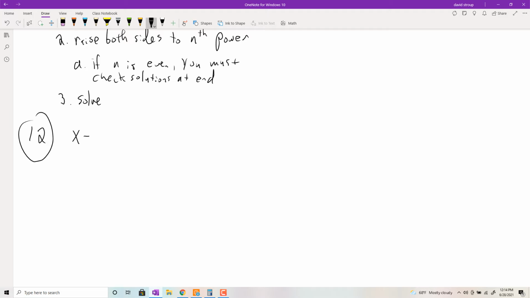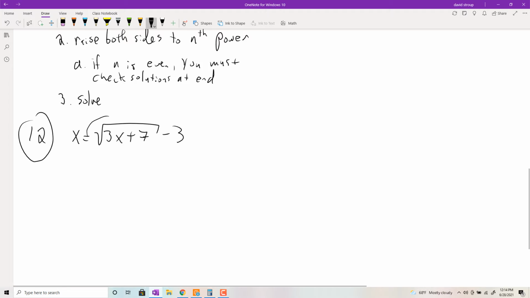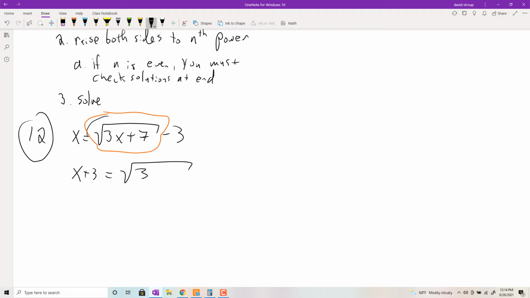I have x equals the square root of 3x plus 7, minus 3. Okay, so I want to isolate this radical expression. This thing. So I'm going to add 3 to both sides. So I have x plus 3 equals the square root of 3x plus 7.